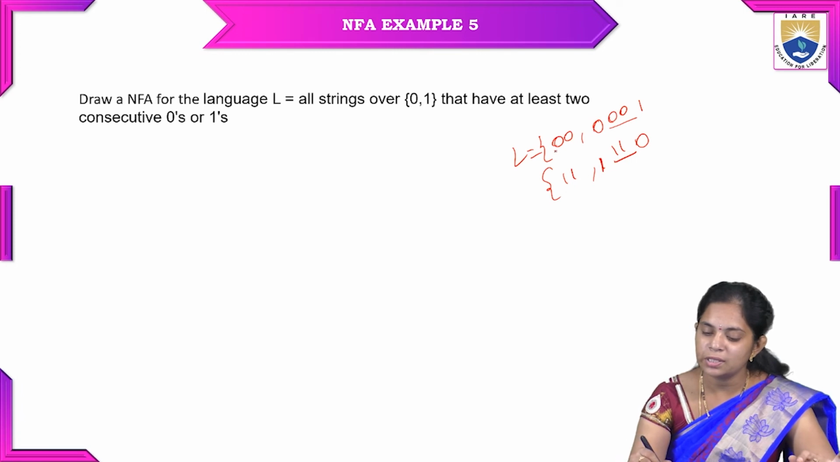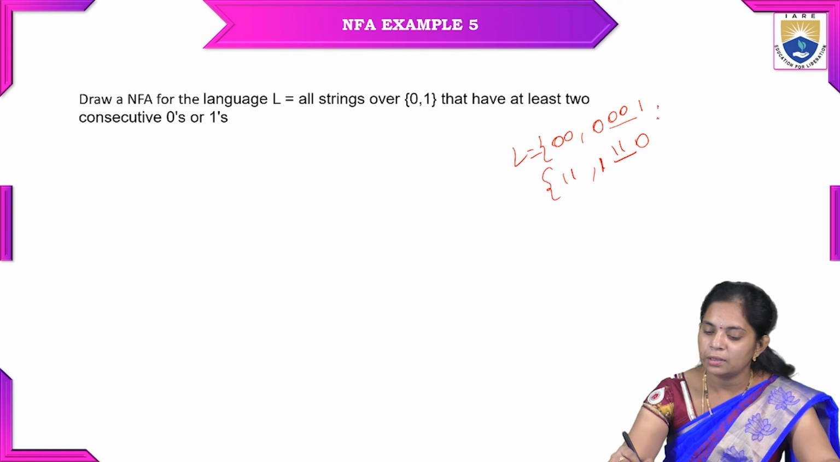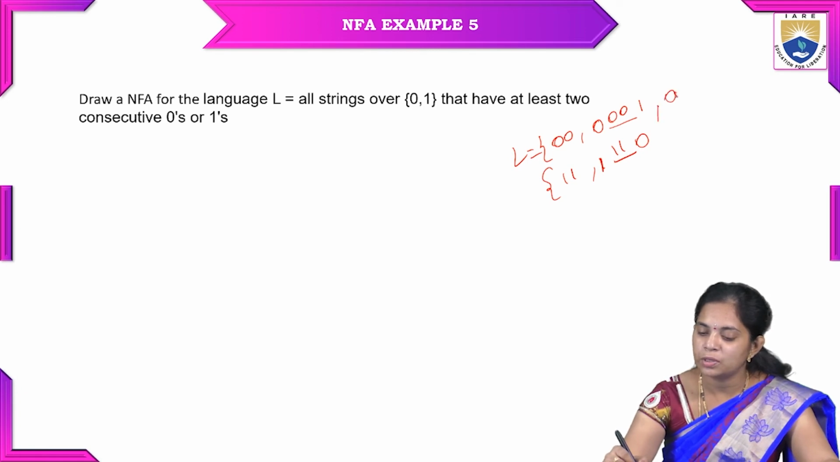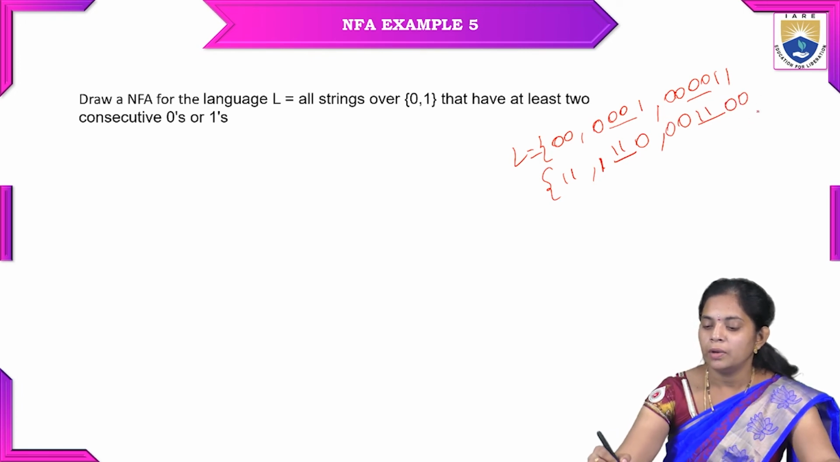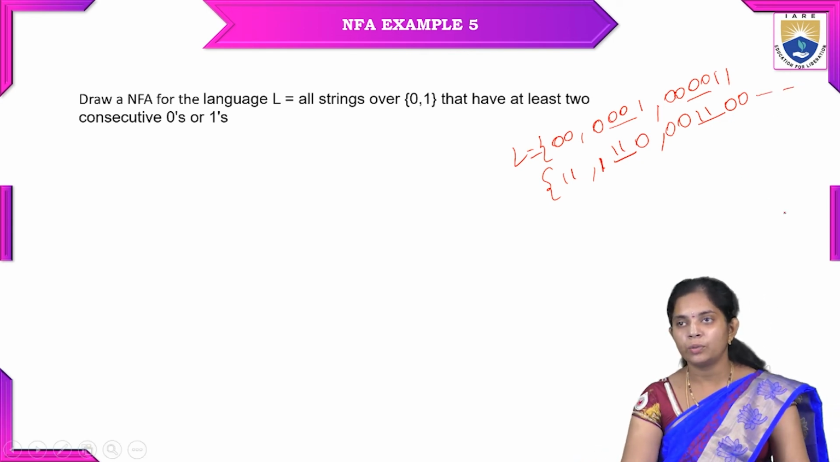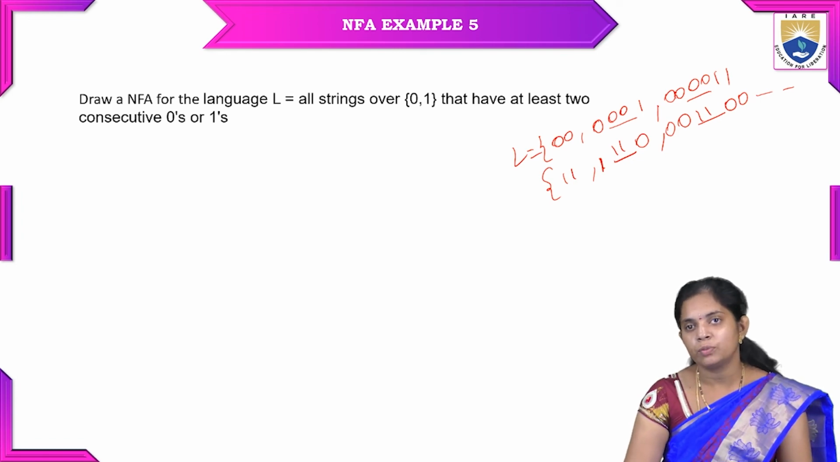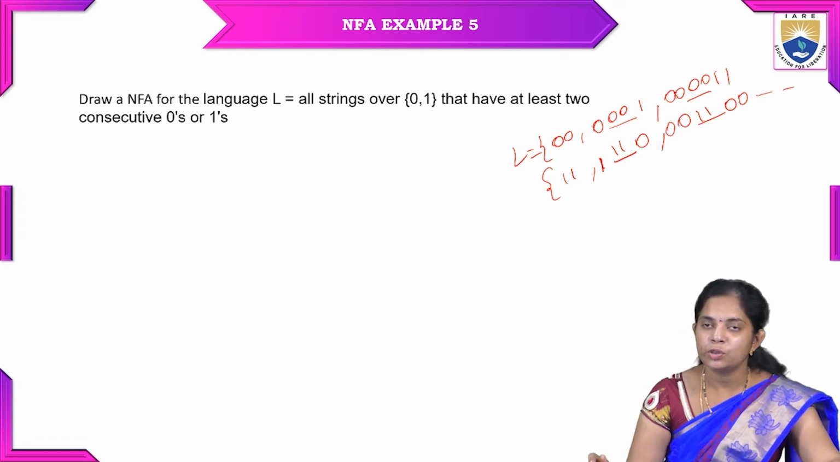So the condition is consecutive zeros and consecutive ones. And here we can add more length to this. 0 should be there, 1 and 0. You can add 1 0 0, and here also 0. We can extend up to however many lengths we require, we just add to that. We can elaborate that language. For this kind of language, the two conditions should be satisfied.